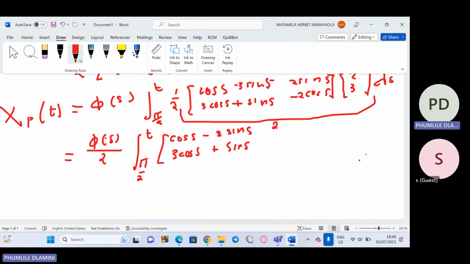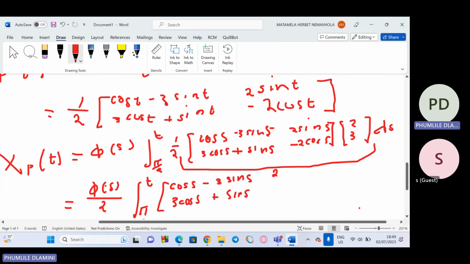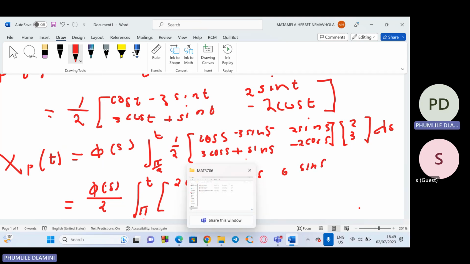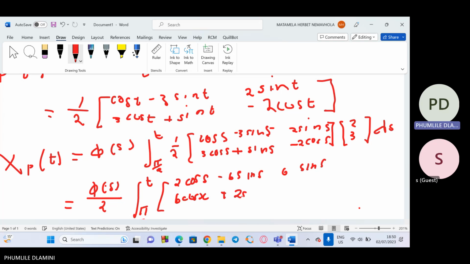So if we have this matrix there, you're going to say this multiplied by this one. It's going to multiply the whole equation here by 2. Then let me just erase here so that you can see what I'm talking about. You will see that we have 2 cos s minus 6 sin s. Then you multiply this one by this one, it's going to be 6 sin s. Then we do the same. This one multiplied by 2 again is going to be 6 cos s plus 6 sin s.